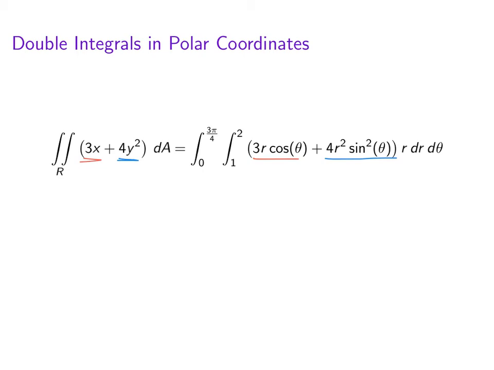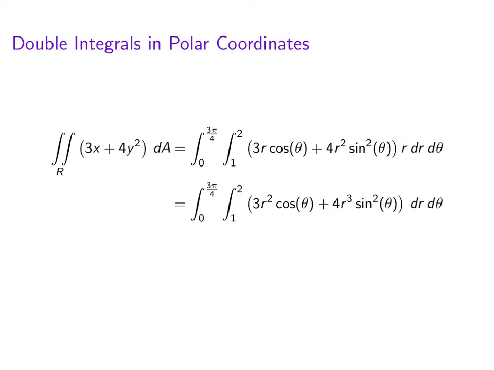And then finally, the thing that you have to have in here when you convert from rectangular to polar coordinates is you have to have this r in the integral. This is something that's known as a scale change factor. It has to do with the size of a polar subrectangle.